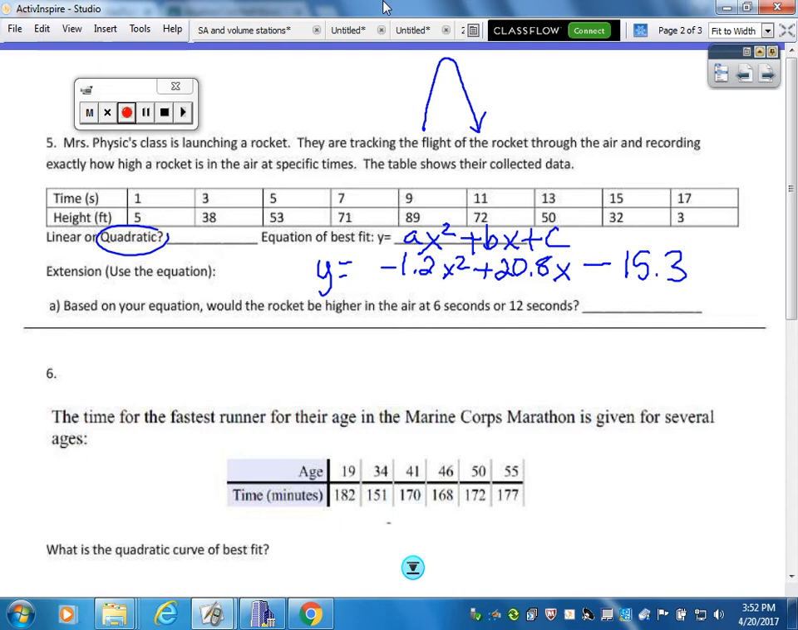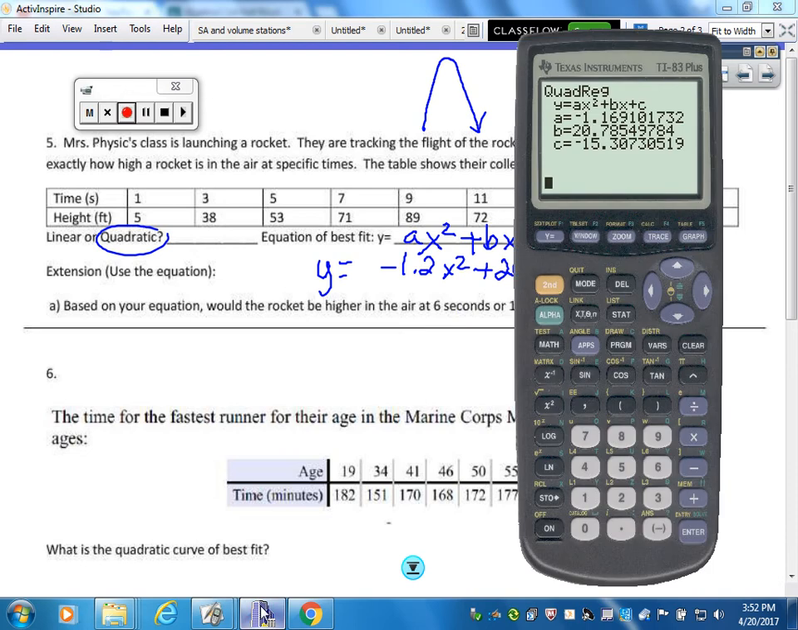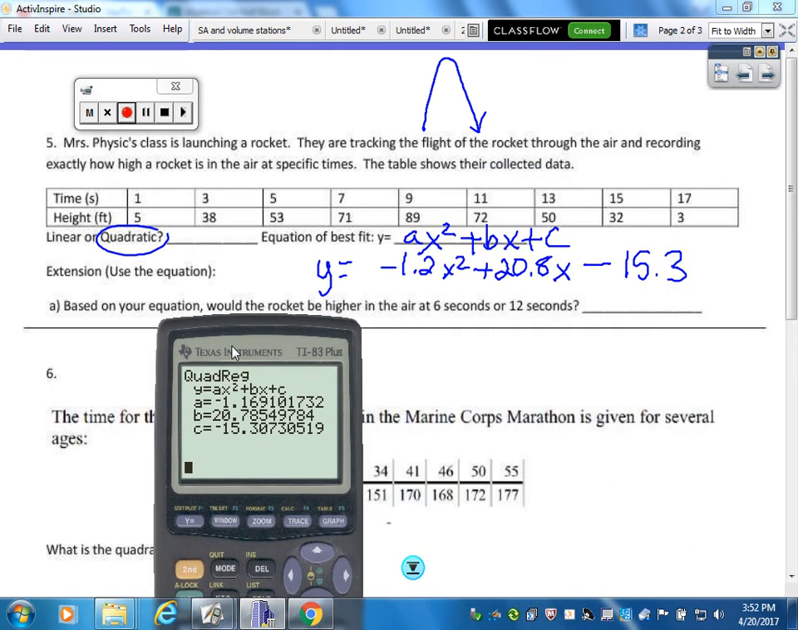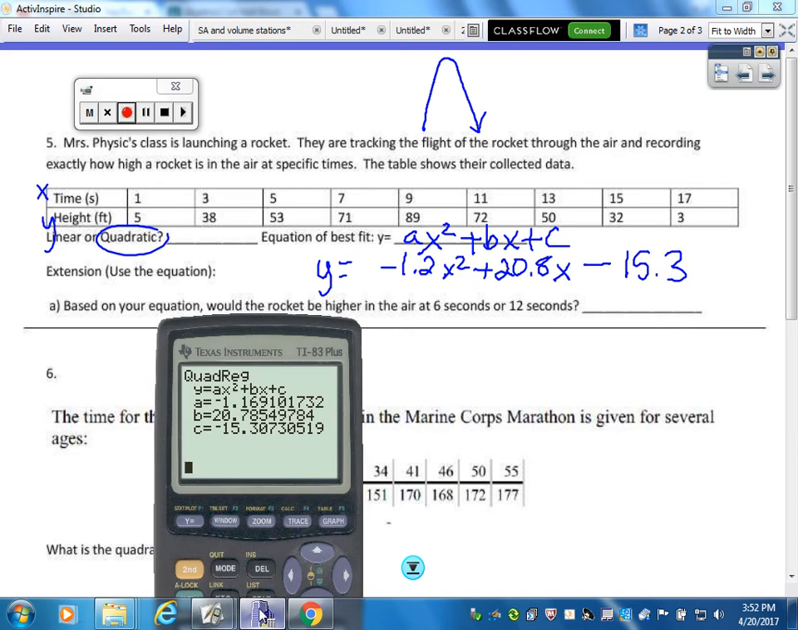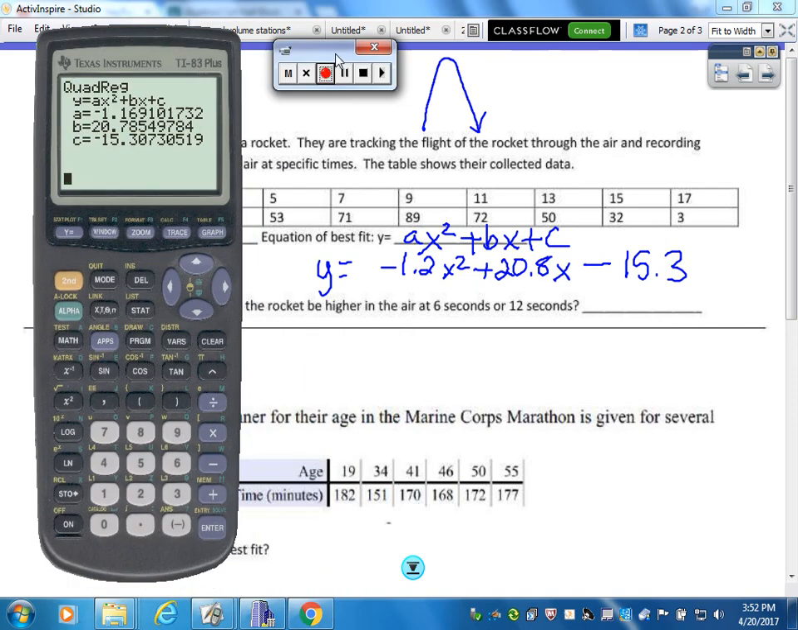Alright, based on your equation, would the rocket be higher in the air at 6 seconds or 12 seconds? So we're going to try two things out. This is really 2 values to plug in. They're also in time, so we know it's our x value, so we know we're going to plug it in for the x. I'm just going to go to my calculator real quick, and I'm going to plug this in with 6 in it, and then plug this in with 12 in it, and see which one of those is higher in the air.